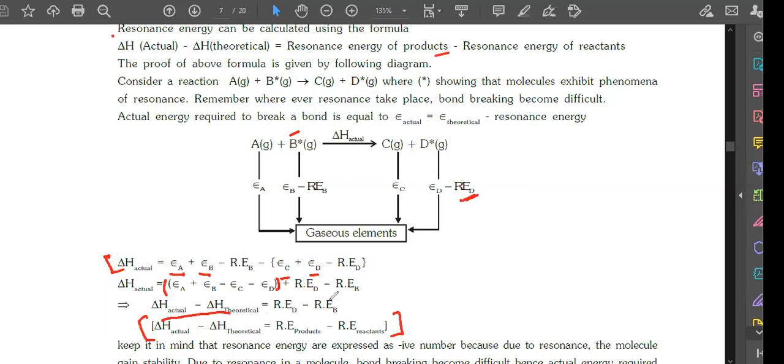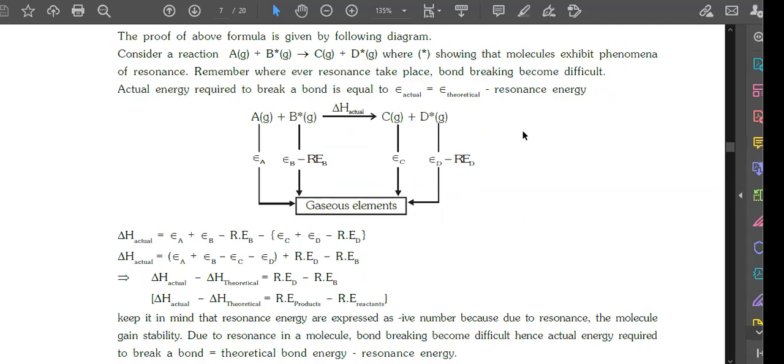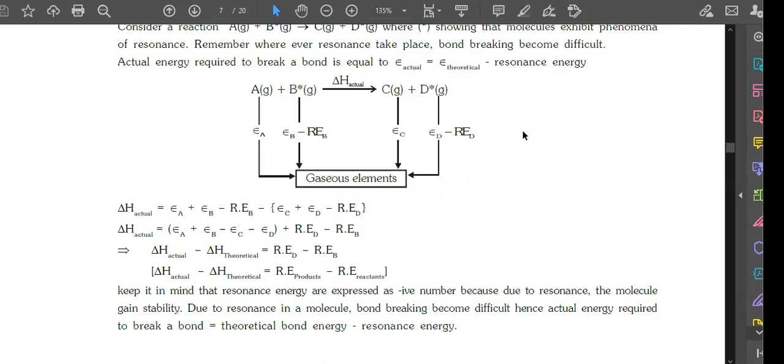So this is how we prove that the difference in actual energy minus theoretical energy gives us the difference in resonance energies. Got it? Right, everyone? Got this? Okay.